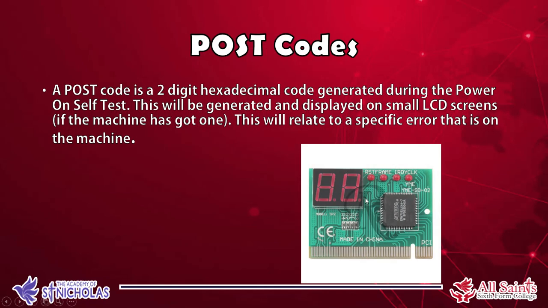So postcodes are pretty outdated now, but they'll look like this. And it'll be done in a two-digit hexadecimal. What will happen is you will search that two-digit hexadecimal code in the user manual. And then you can check to see what is wrong with it and how to actually fix it yourself.